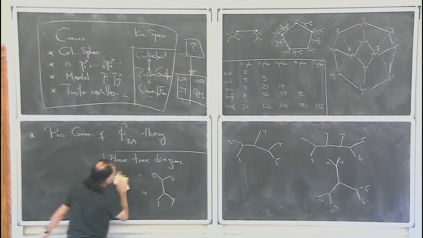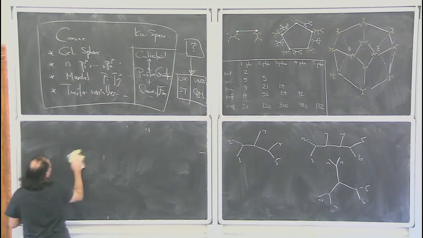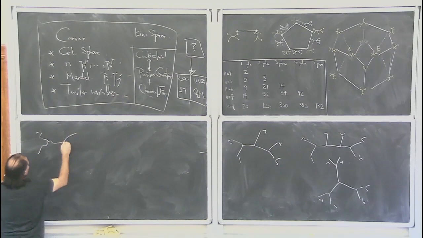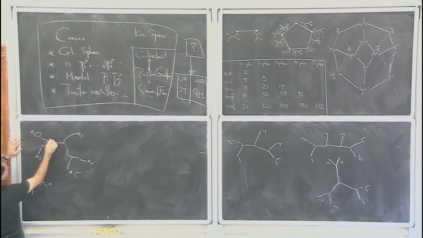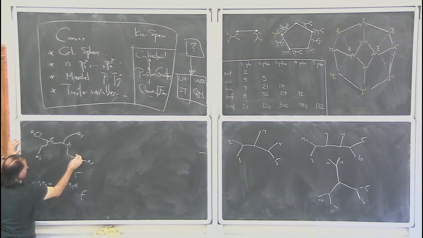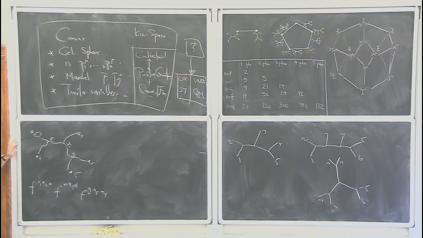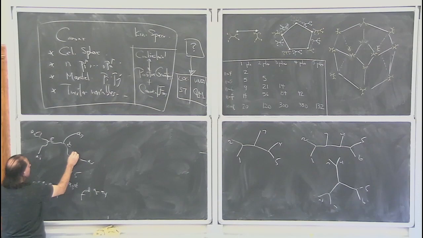ordinarily, when you have a Yang-Mills theory, you would draw diagrams, maybe something like this, and then you'd have color factors. So maybe you'd write something like f^{A1 A2 E} f^{E A3 D} f^{D A5 A4}, right? Just write down a bunch of these f^{ABC}s contracted with each other in this way.